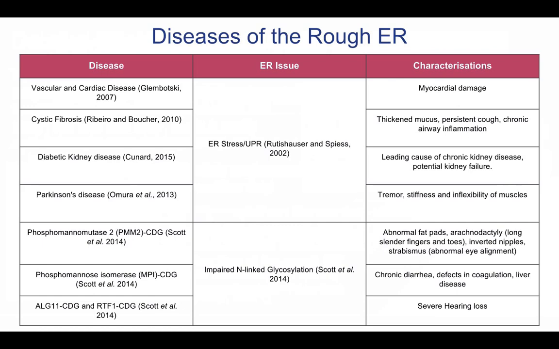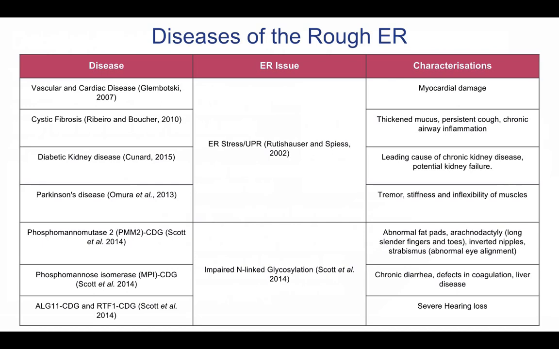These incorrectly folded proteins accumulate in the lumen of the endoplasmic reticulum and initiate a response called the unfolded protein response, or UPR. This response attempts to alleviate the ER stress and restore homeostasis, but in cases where that is not possible, it will cause apoptosis of the cell.